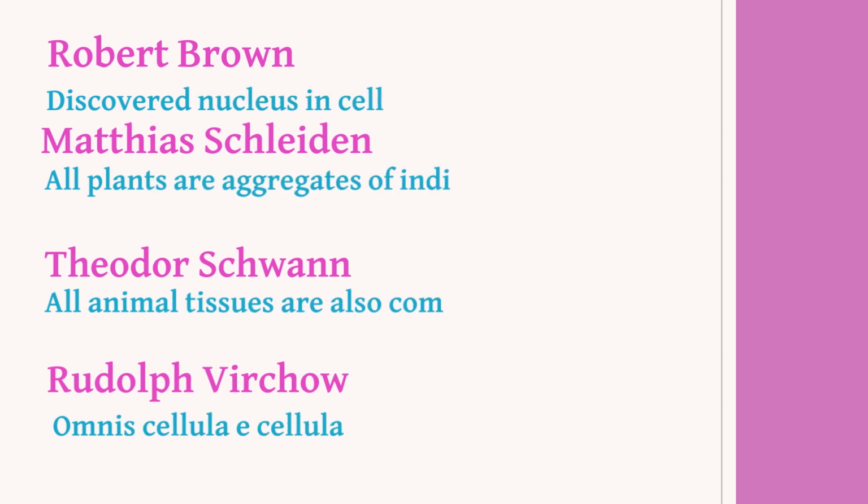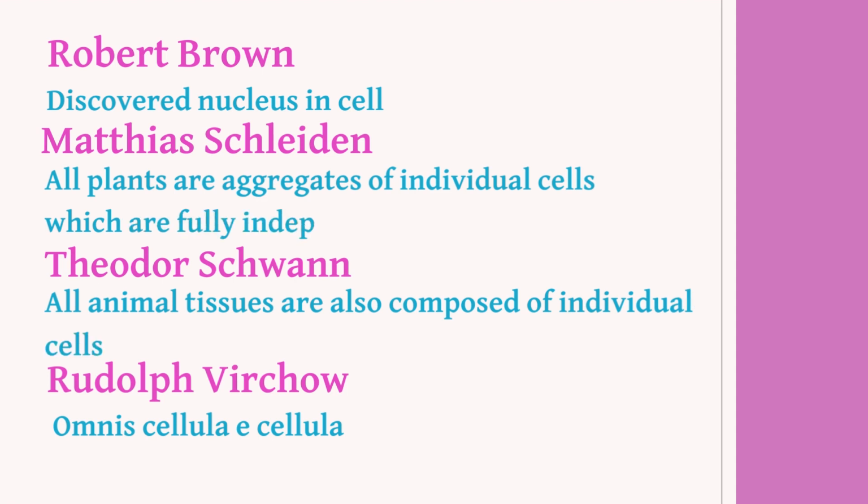Robert Brown. Robert Brown is a British botanist. He discovered the nucleus in the cell in 1831. Matthias Schleiden. Matthias Schleiden is a German botanist. In 1838, he studied plant tissues and made the first statement of cell theory. He stated that all plants are aggregates of individual cells which are fully independent.